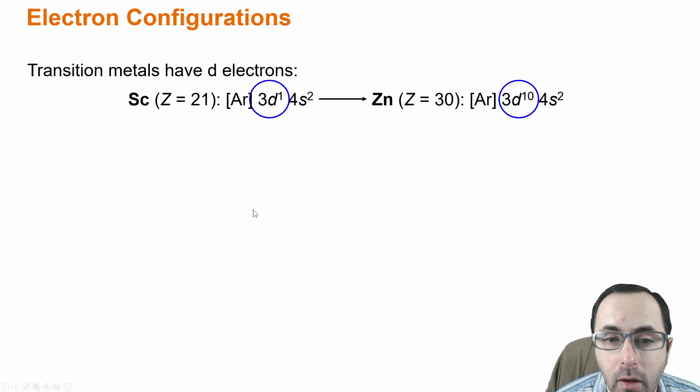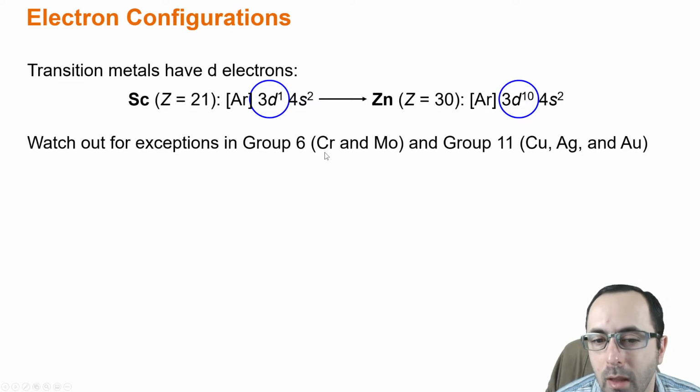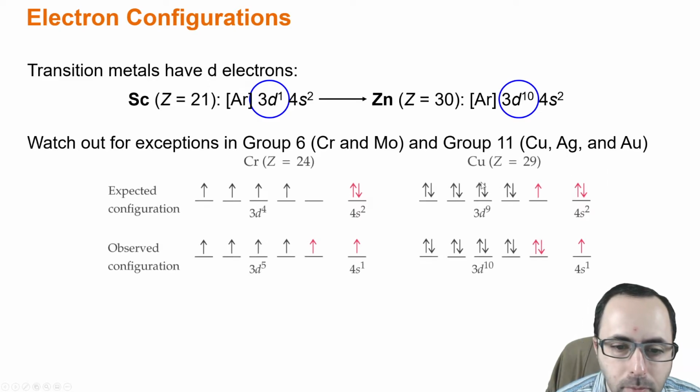So that's the way in which you determine what electrons are in what orbitals and write the electron configurations. Again, the d block here represents the filling of d electrons. Watch out for exceptions in group 6 and group 11: chromium and molybdenum for group 6, and copper, silver, and gold for group 11.